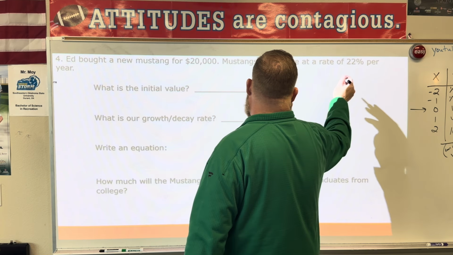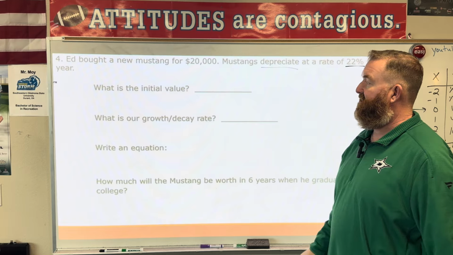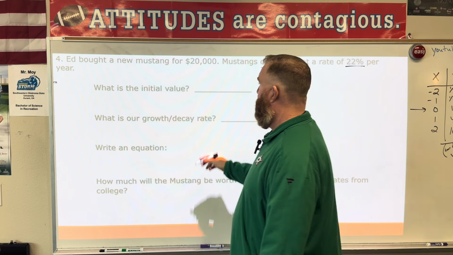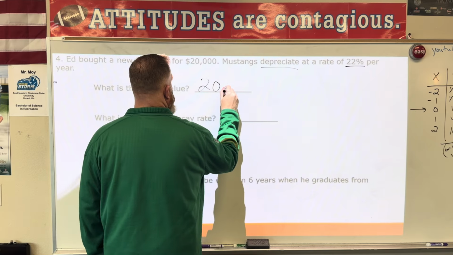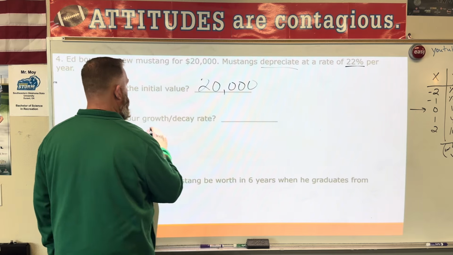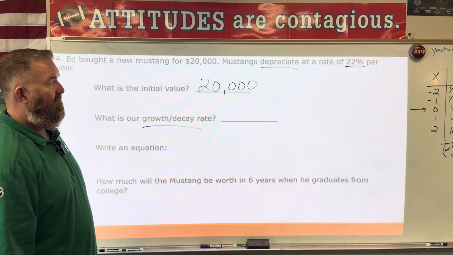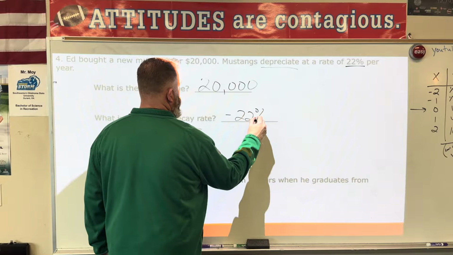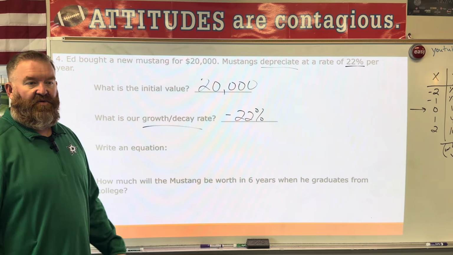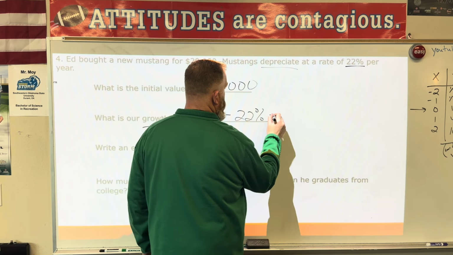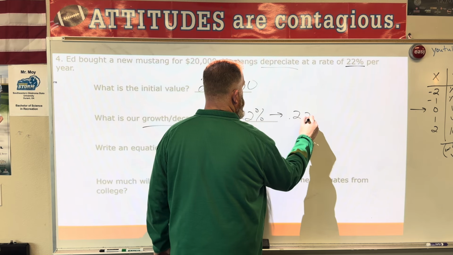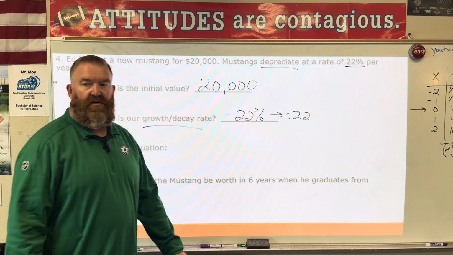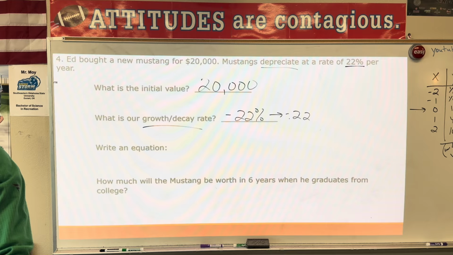Mustangs depreciate at a rate of 0.22. So here we go. What's the initial value? 20,000. What is our growth/decay rate? Minus, we're going down 22%. Let's call it negative 0.22, which is 22%. I just made it a decimal.